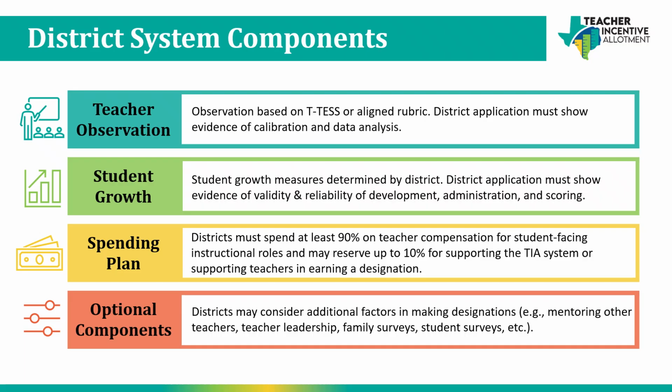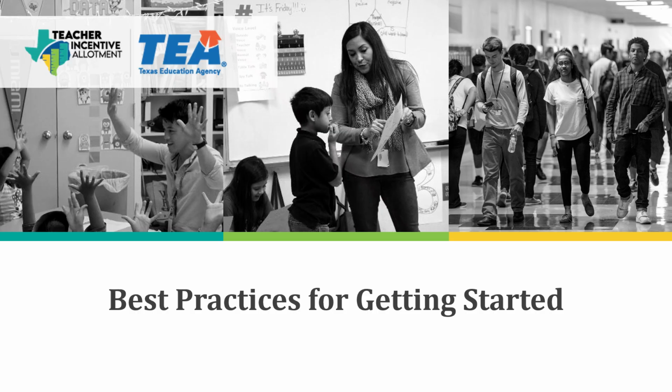And then finally, you can have an optional component to your system. So like I said, teacher observation is required, student growth is required. Optional components obviously are not required. They're something you can consider if you want to. These may be things like teacher leadership. Maybe there's a student survey that you use and you feel like we get really great data on teacher effectiveness from our student surveys. You could include that as an optional component if you wish. Those are absolutely optional. That's up to you. That's another reason why this local designation system really is local. You guys get to decide what you want to do and how you want to build your system.